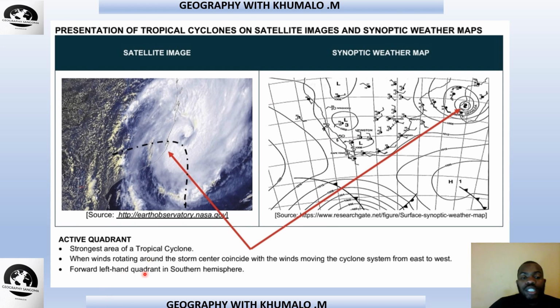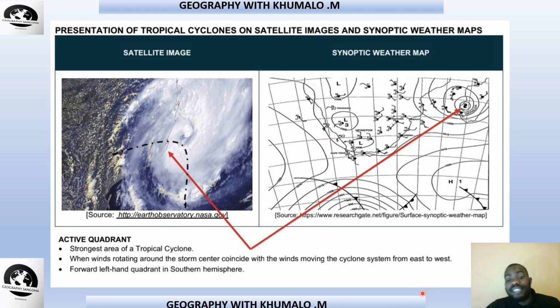It is where the winds rotating around the storm center coincide with the winds moving the cyclone system from east to west. So remember, the general movement of a tropical cyclone is from east to west. Why? Because it is driven by the easterlies. So it's driven by the strong easterlies to move from east to west, unlike the mid-latitude cyclone that is driven from west to east.